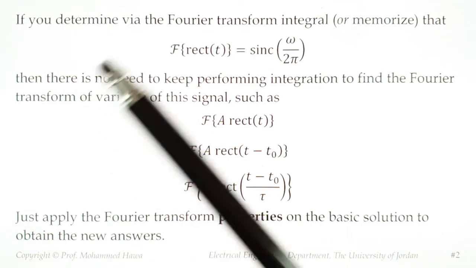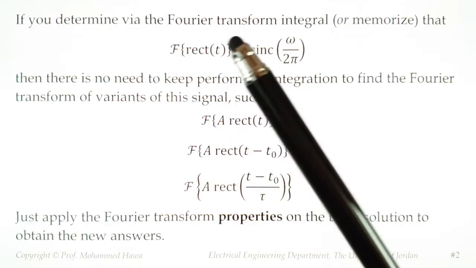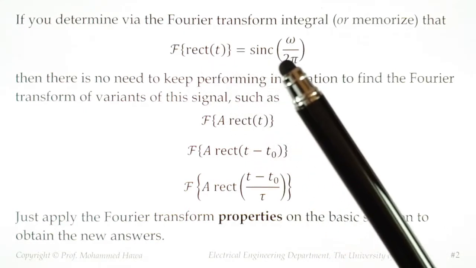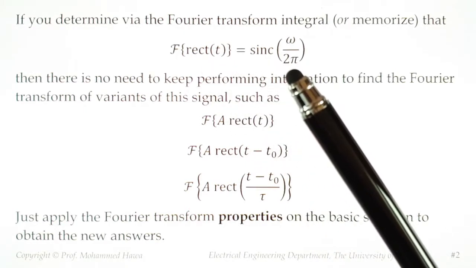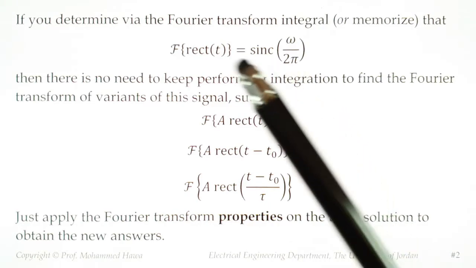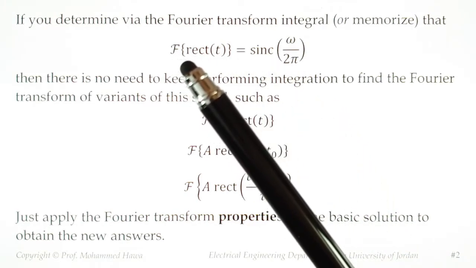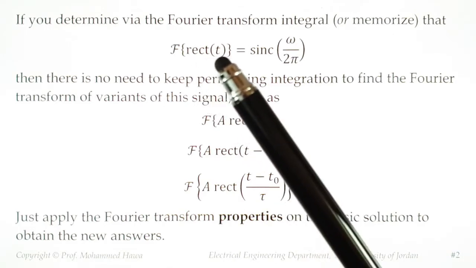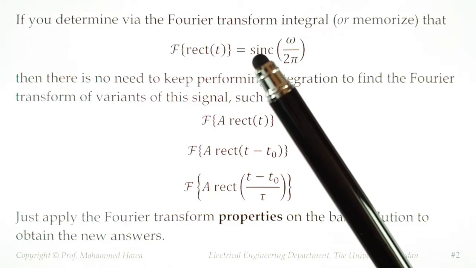For example, if you performed the Fourier transform integral and found out that the Fourier transform of rect of t is sinc omega over 2 pi. By the way, we solved this example. We had the Fourier transform of a rect t over tau, and here I'm using a equal 1 and tau equal 1. This is the answer you're going to get, which is a very basic answer that I recommend you memorize.